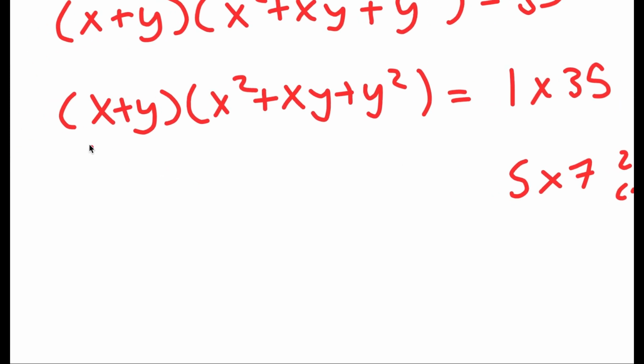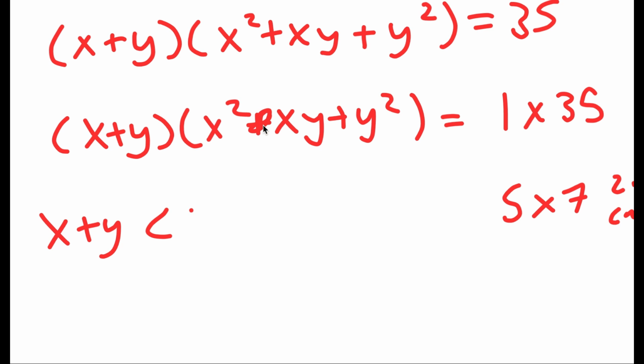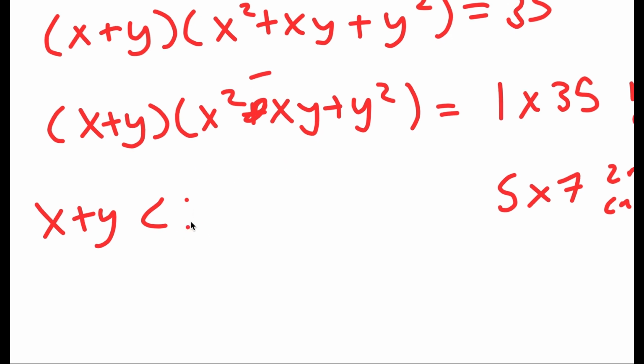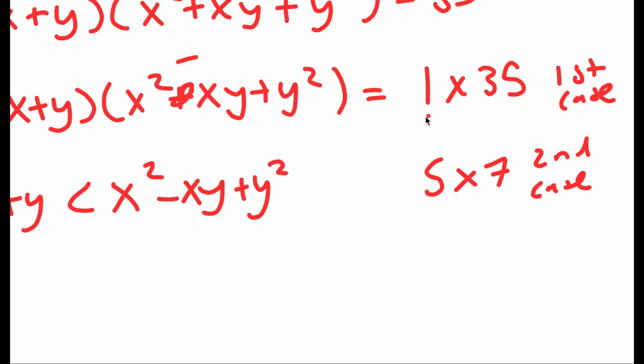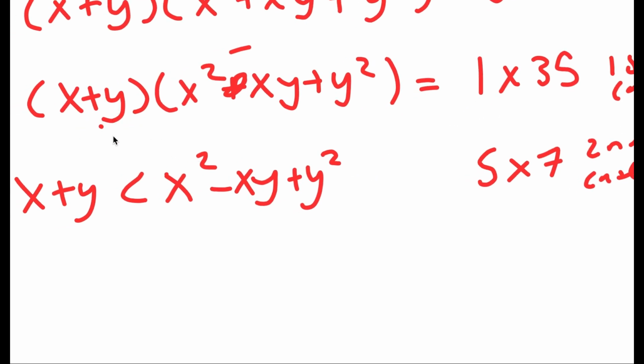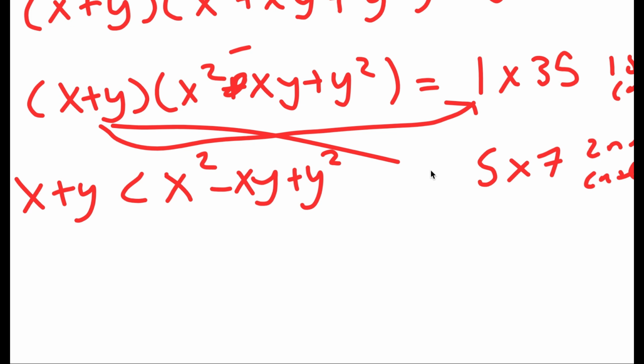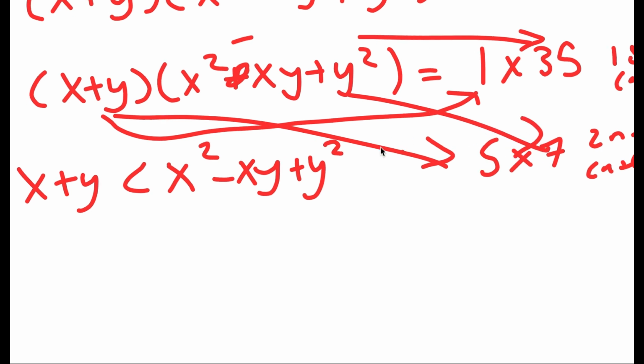And the reason I'm doing this is because x plus y is less than, by the way, this should be negative xy, it's less than x squared minus xy plus y squared. So in this case, we're going to assign x plus y to 1 and 5, and we're going to assign x squared minus xy plus y squared to 35 and 7.